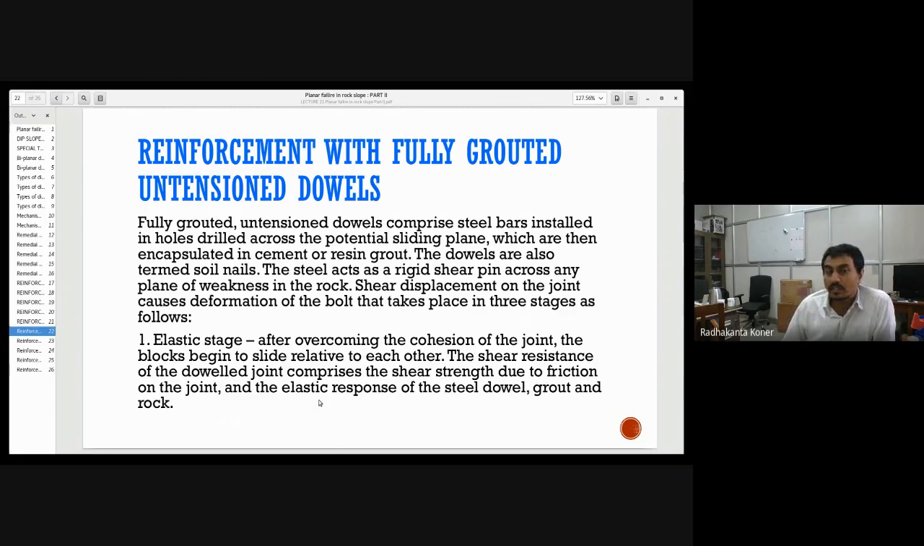There are also options for reinforcement with fully grouted untensioned joints. It is not a tensioned one. In this case, we observe it is going through 3 stages. One is the elastic stage. The elastic stage is basically after overcoming the cohesion of the joint, the blocks begin to slide and slide along each other. Due to that, the shear resistance of the dowel will help the rock to stay in position. That is the elastic stage.